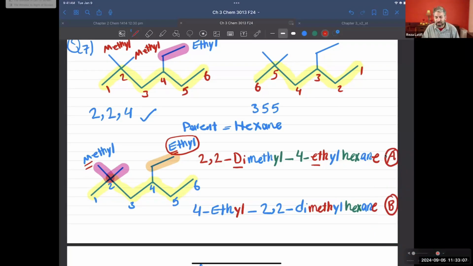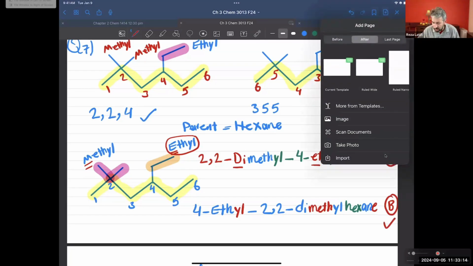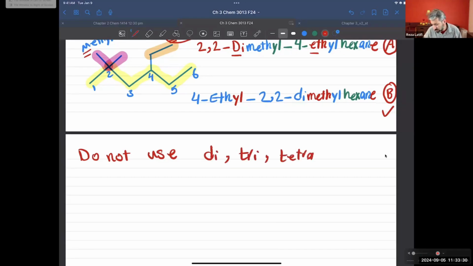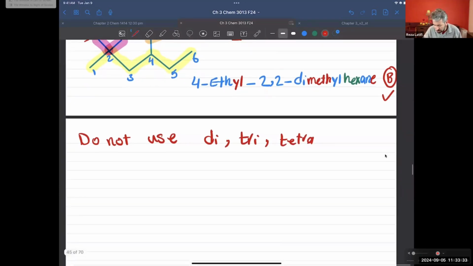Great job. So the correct answer will be B. Why B? Whenever you're trying to alphabetize the substituents, do not use di, tri, or tetra. Also, secondary or tertiary. Do not use them to alphabetize any substituent. Those prefixes are there to show you how many you have. So we're not going to use any of them to alphabetize.